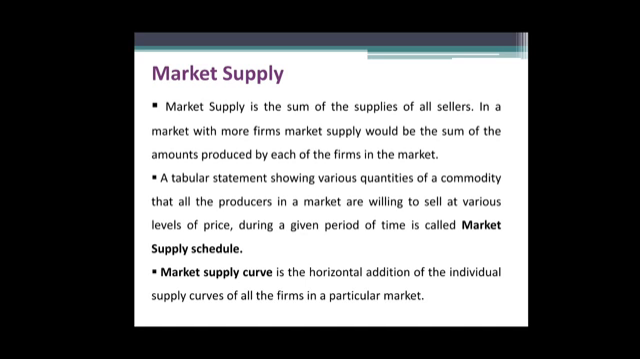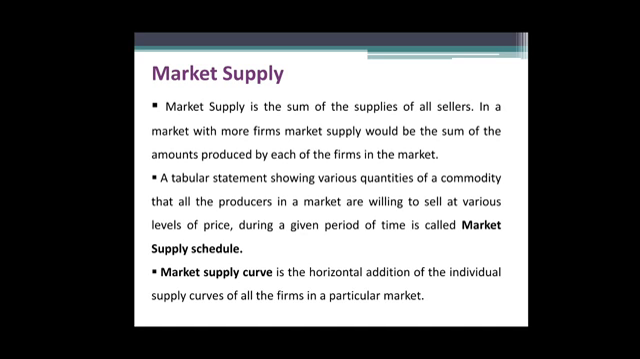Students, a tabular statement showing various quantities of a commodity that all the producers in a market are willing to sell at various levels of prices during a given period of time is called market supply schedule. And this market supply schedule is obtained by adding all the individual supplies at each and every level of price. It is different from individual supply schedule, which refers to a tabular statement showing various quantities of a commodity that a single producer in a market is willing to sell at various levels of price.